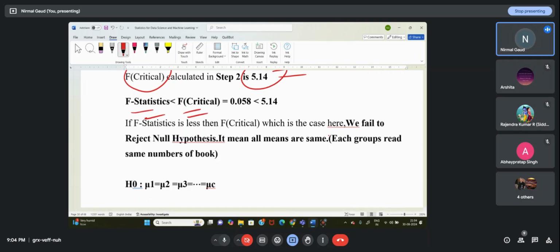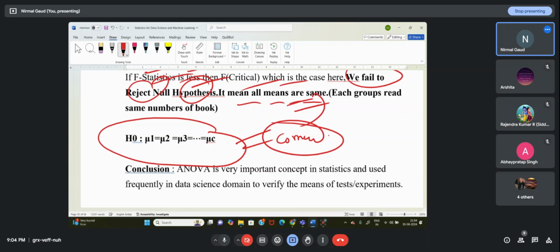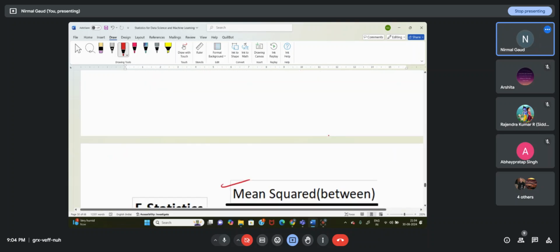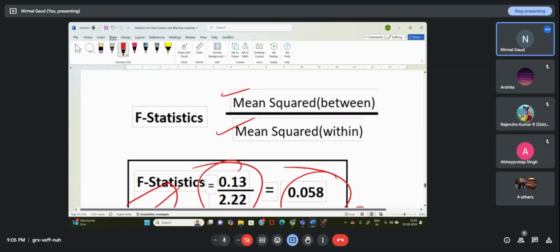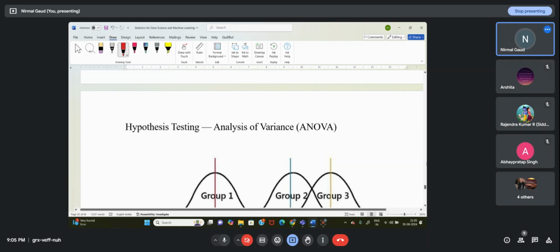So if the F statistic is less than the critical value, in that particular case, we fail to reject the null hypothesis. That means all the means are the same. That means the null hypothesis is correct. These are the 7 steps to perform ANOVA. Okay. So ANOVA is a very important concept in statistics, used in data science to solve many problems.